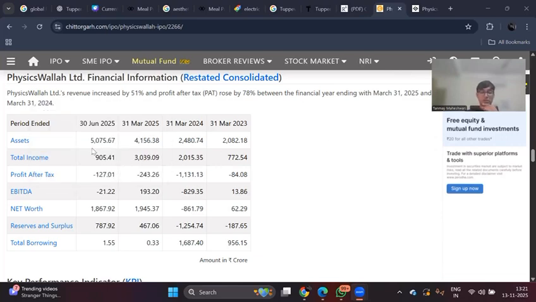Now, this number might look very impressive, that the company has done 905 crores in revenue in only the first quarter of FY26, but it is not actually that impressive because the peak season for the edtech companies is the first quarter, because admissions come. So the number is not bad either, but not as good as it appears.